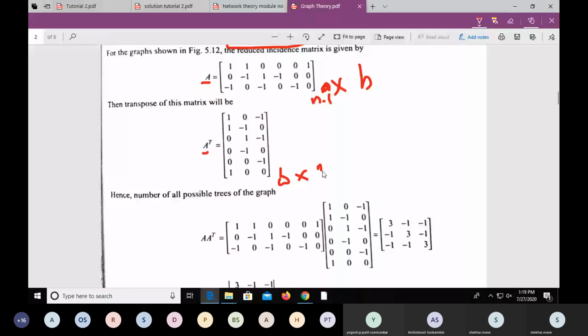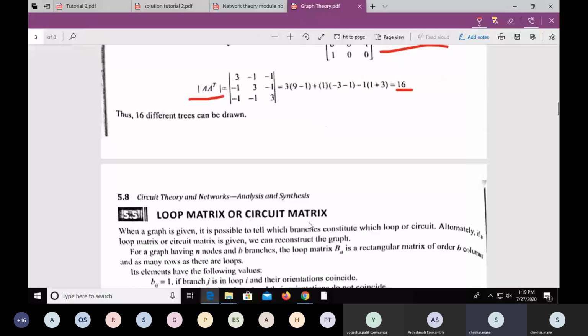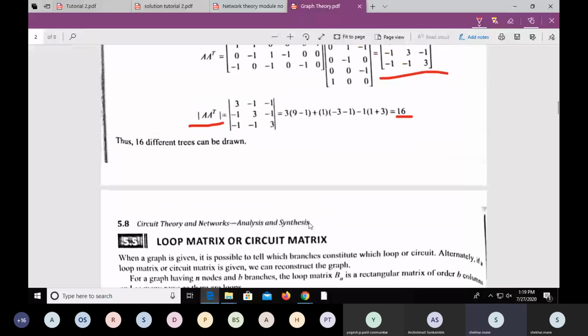Transpose. A and A raised to T. So if we multiply this, we'll get this matrix. And take the mod, the determinant of this matrix. So you will get the value 16. So for the given graph, 16 trees can be drawn. A into A raised to T.